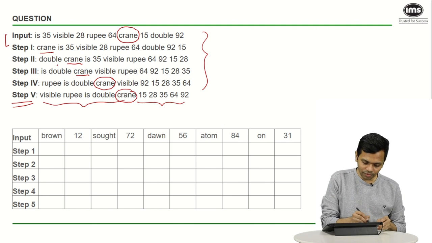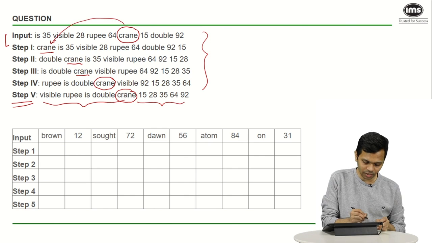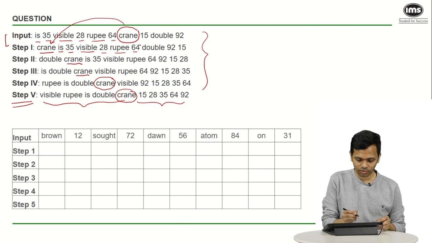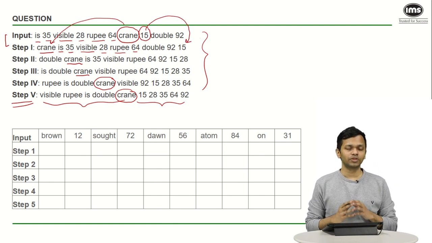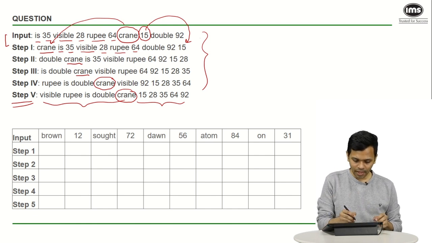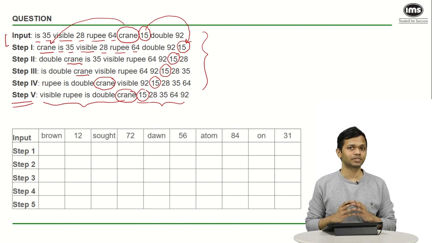Let me also see what is happening with the rest of the elements from input to step 1. So we figured that crane is making a movement. After that, 35 remains the same, visible, 28, rupee, 64, they are not making any sort of movement here. But if you look at this 15, that is making a movement towards the end, which means that the smallest number that you have is making a movement to the end. And if I trace what is happening to that, I will see that again it starts moving towards the center in every subsequent step.